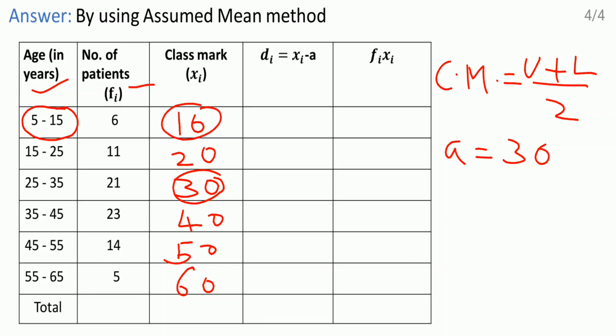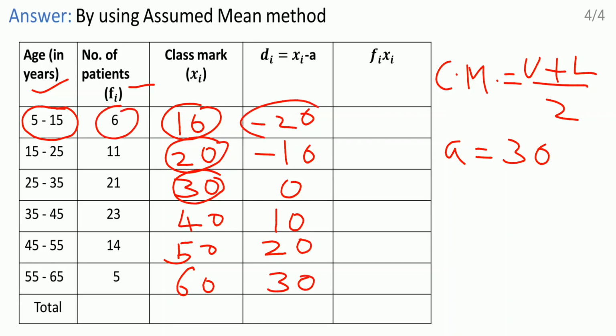This is our xi. 10 minus 30 comes as minus 20. Then 20 minus 30 comes as minus 10. 30 minus 30 is 0. 40 minus 30 will be 10. This is 20. This is 30. So now we need to multiply Fi and Di.